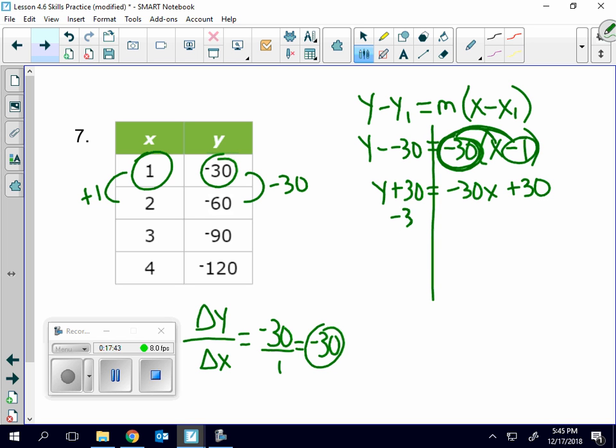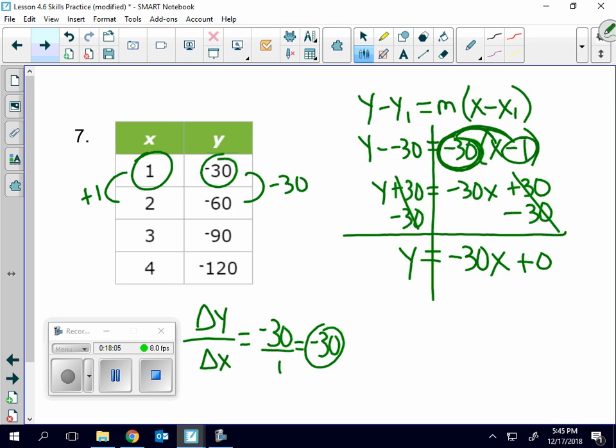And subtract the 30 from both sides. This is going to be another one with the b being 0. And y is going to equal negative 30x. If you need to know what the b is, it would just be plus 0. But you can just put this as your answer, that's fine. All right. For that last one, please go ahead and try it on your own.